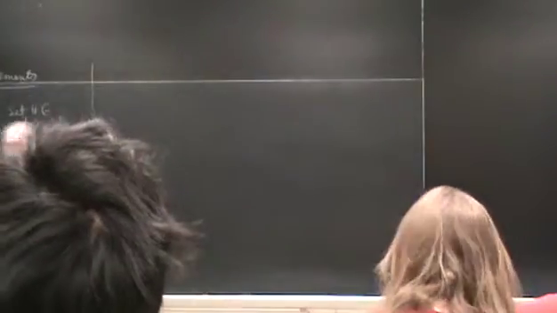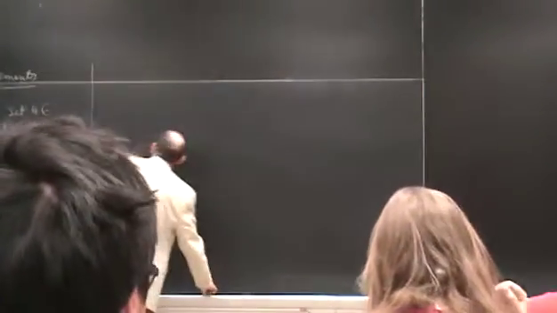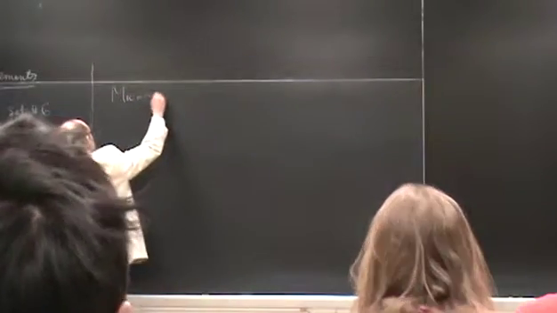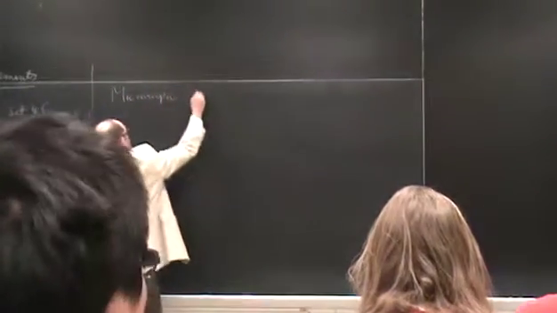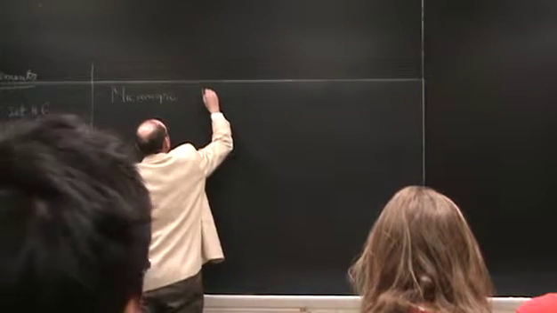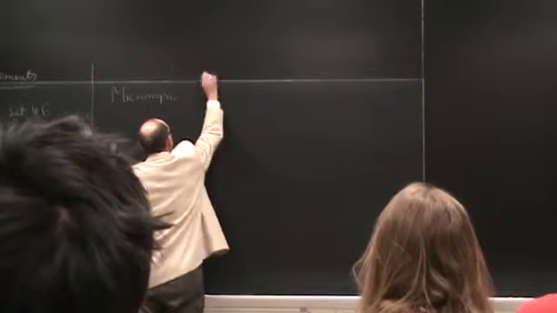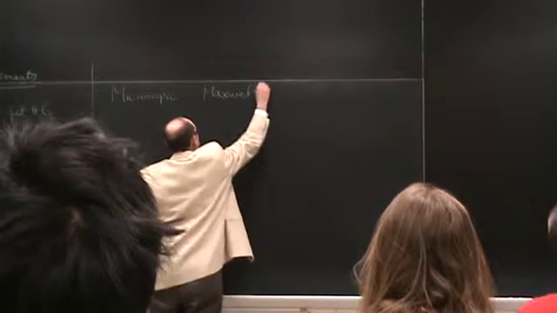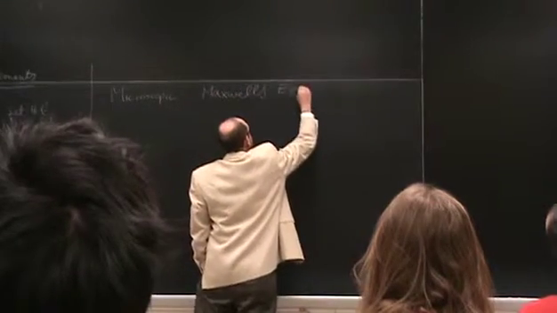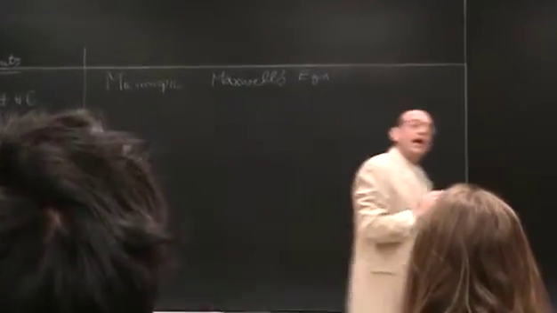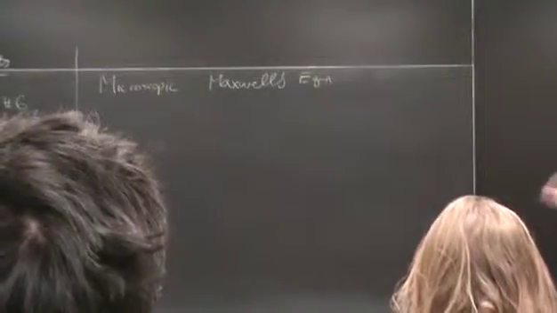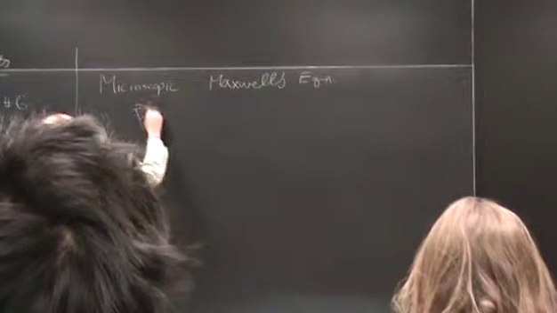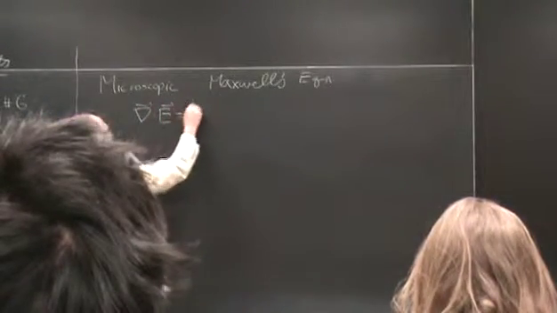Up until this point, what we have discussed might be called the microscopic laws, or Maxwell's equations. And what we mean by this is that we have assumed, and when we write down Maxwell's equations, let's just write them down again.